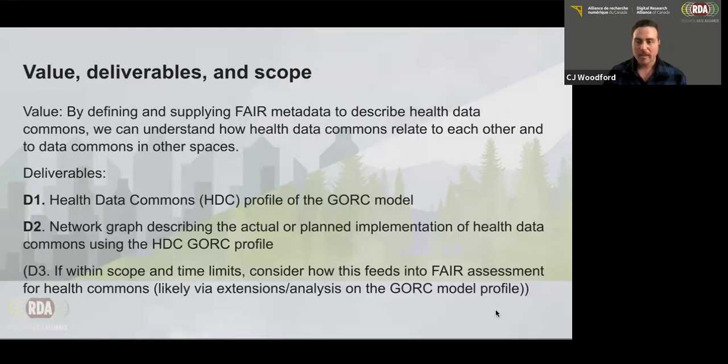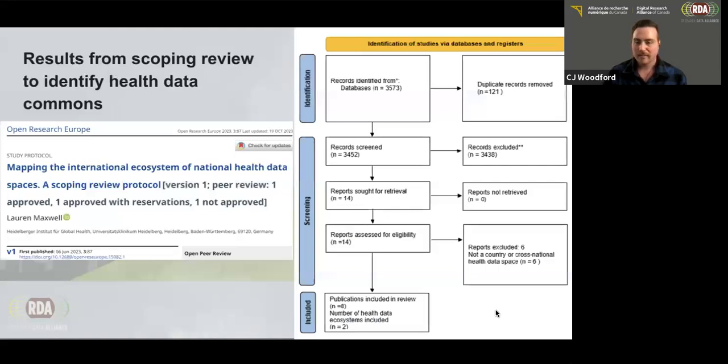Okay, so that's the basic overview. But Lauren has actually done a lot of work in this area so far. And so Lauren, tell us about your scoping review.